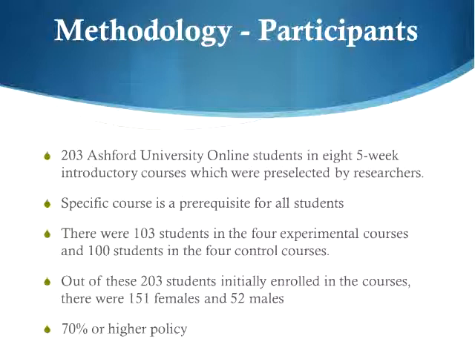Dr. Stephen Brownson and I were both teaching introductory courses simultaneously. With the control and experimental groups combined, there were a total of 203 Ashford University online students. The courses were not randomly selected, and neither were the students. Out of the 203 students, 151 were female and 52 were male. However, gender wasn't taken into account as a possible confounding variable.